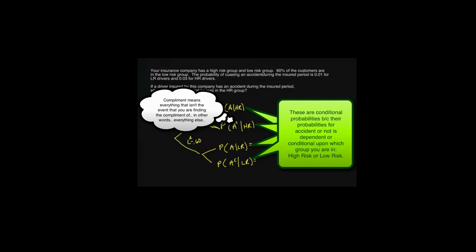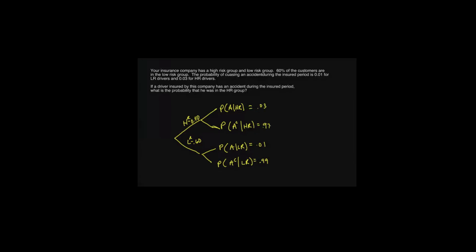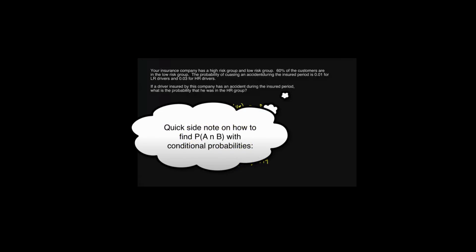And those were given as 0.01. This would be 0.99. And if this is 0.03, this would be 0.97. So that's the first thing you should have drawn when you saw this problem. Any questions on how I set that up and what those lines mean? Accident given high risk group. That's the conditional probability.